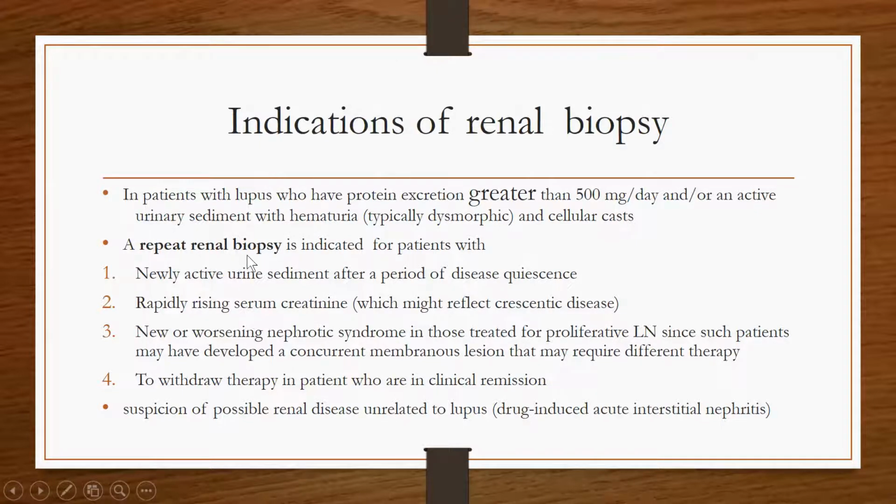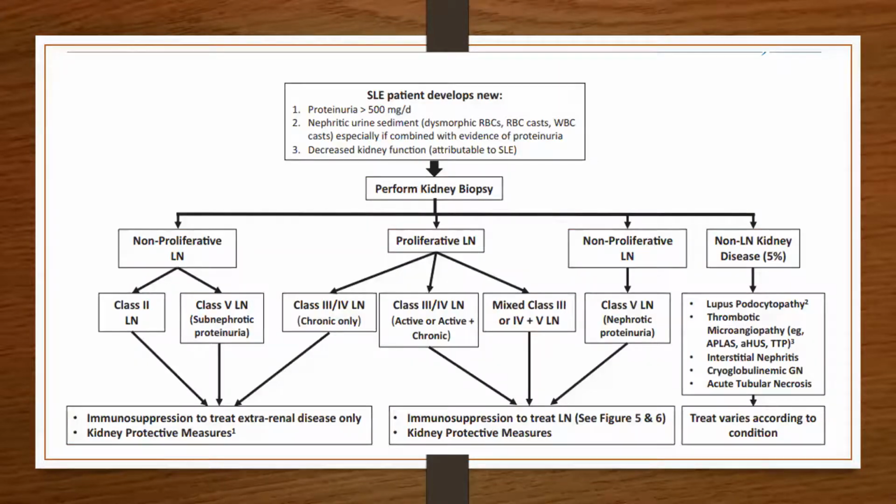Certain times we also do repeat kidney biopsy after initial diagnosis. Whenever there is a newly active urinary sediment after a period of disease quiescence, rapidly rising serum creatinine, new or worsening nephrotic syndrome, or whenever you plan to withdraw the therapy. Sometimes when you're withdrawing the therapy, you need to know what is the activity index. If activity index is less than 2, then you could safely withdraw the therapy. Otherwise, it's continued for 24 to 36 months.